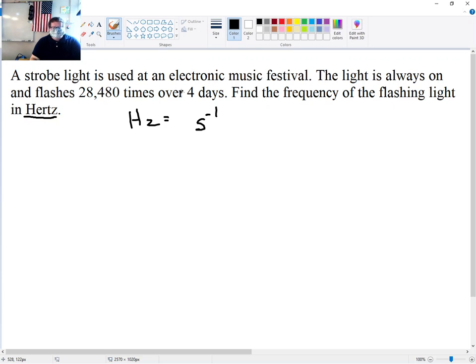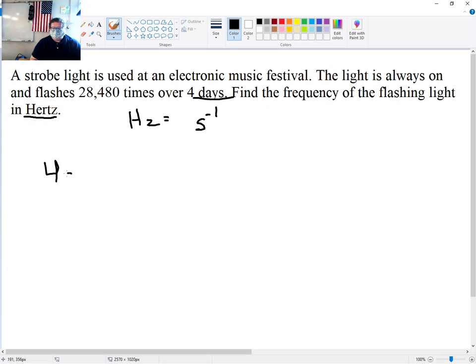All right, so the problem is our time here is 4 days. So we can figure out how many times it flashes per day easily. We just divide by 4, but we don't want per day. We want to figure out how many times per second. So basically I want to convert 4 days into seconds.